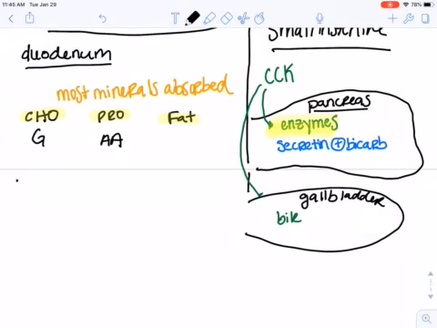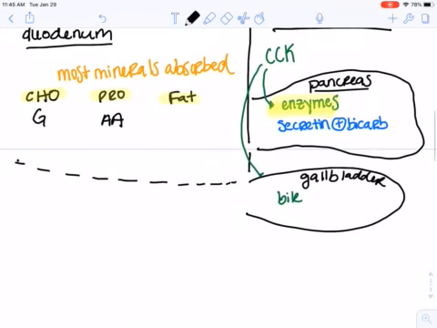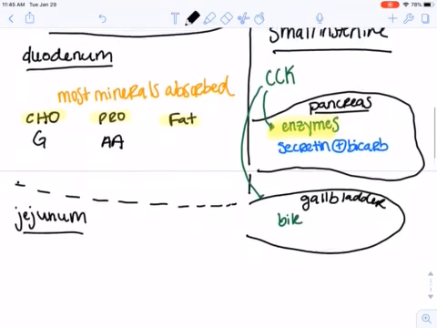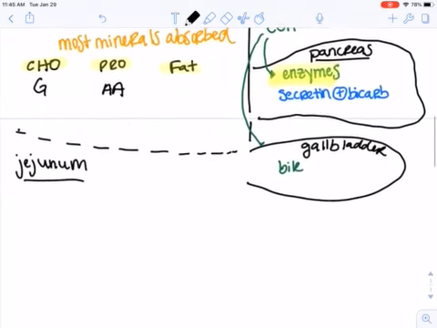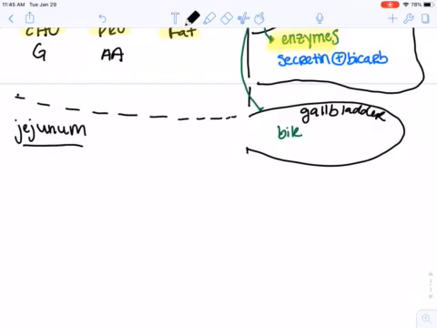Next, we're going to look at the second part of our small intestine, which is going to be the jejunum. Here, we're going to start more absorption. I also want to mention, which I didn't, the mechanical digestion that's occurring is peristalsis. So this is going to continue to occur throughout both the small intestine and the large intestine.